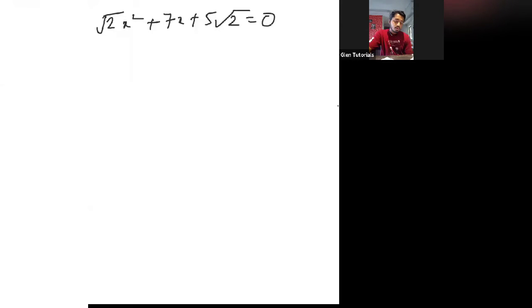Okay. So we have the sum in front of us. Root 2x square plus 7x plus 5 root 2 is equal to 0. Now first you have to see if this is in the form of a quadratic equation. Yes, it is in the form. What are the three conditions for a quadratic equation to be in the general form?